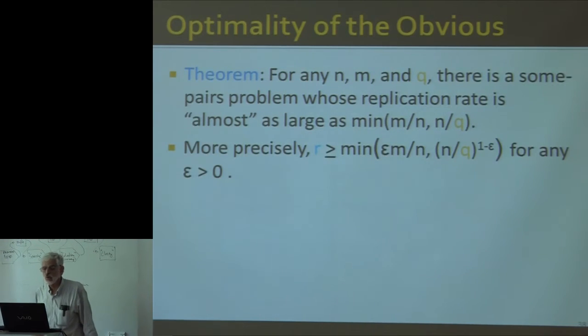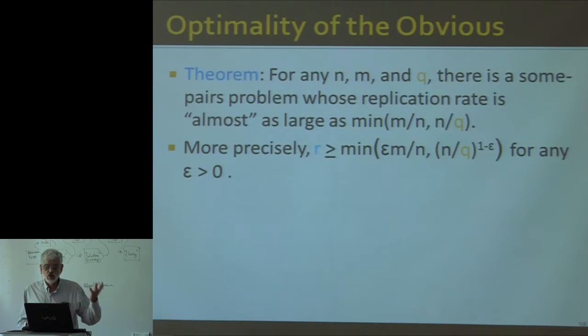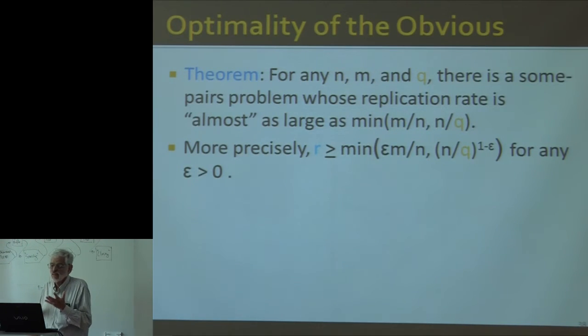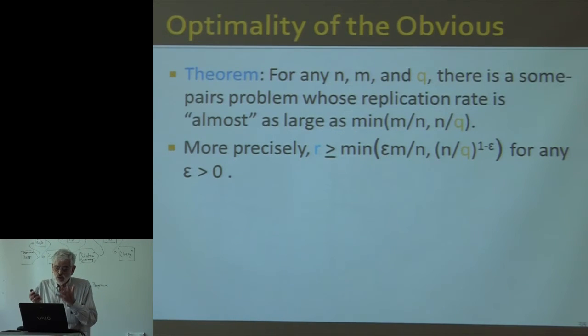Okay, here's the formal statement of it. It says for any epsilon greater than 0, you've got to have R at least the smaller of epsilon times m over n, that's the second algorithm, or the cost of the first algorithm, n over q, raised to the power 1 minus epsilon. So there's no real daylight between what you actually need in some cases and those two obvious algorithms.